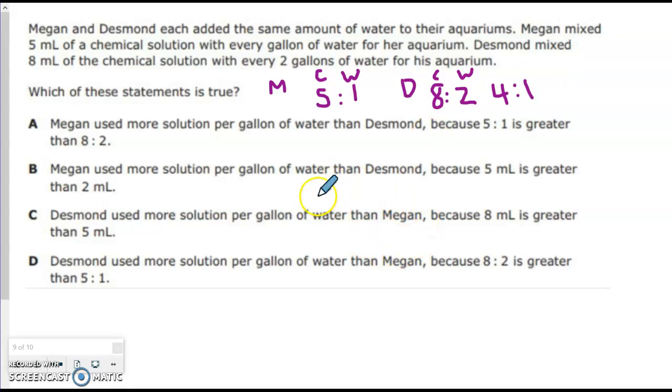So when we go through the answer choices, Megan used more solution because 5 to 1 is greater than 8 to 2. Remember, 8 to 2 we changed into 4 to 1. That is your true statement. B says Megan used more, but 5 milliliters is greater than 2 milliliters. That has nothing to do with what they used. Yes, 5 is greater than 2, but nobody used 2 milliliters as their mix.